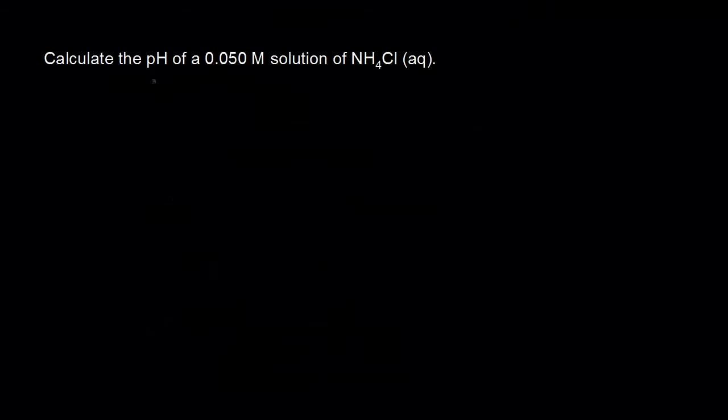Let's do another one. So our goal is to calculate the pH of a 0.050 molar solution of ammonium chloride. So for ammonium chloride, we have NH4 plus and Cl minus. The chloride anions aren't going to react appreciably with water, but the ammonium ions will. So let's write our reaction here.